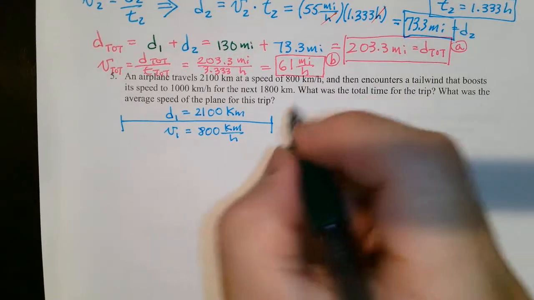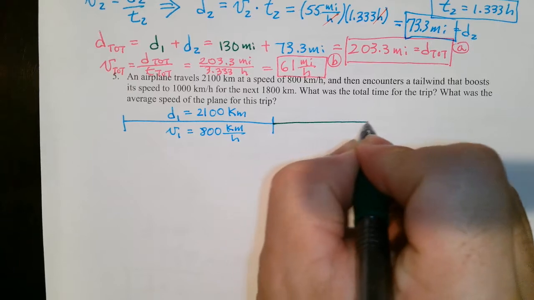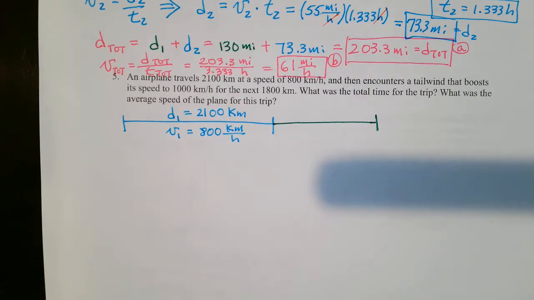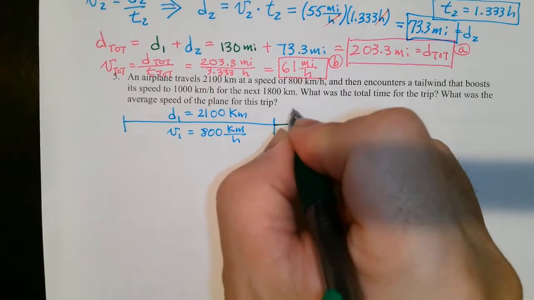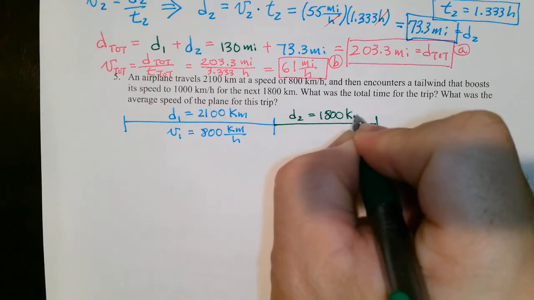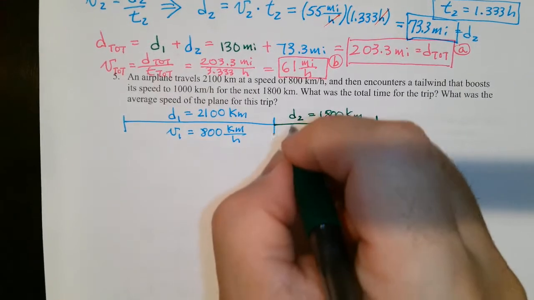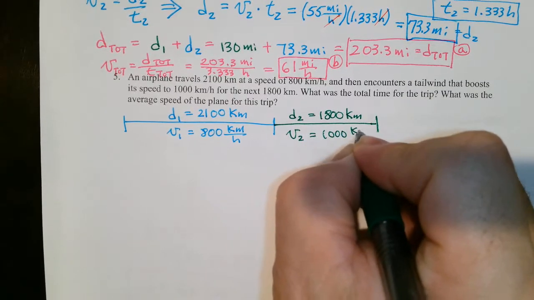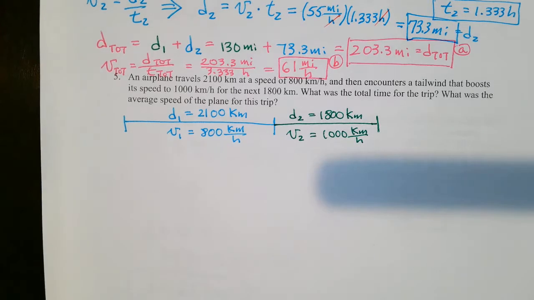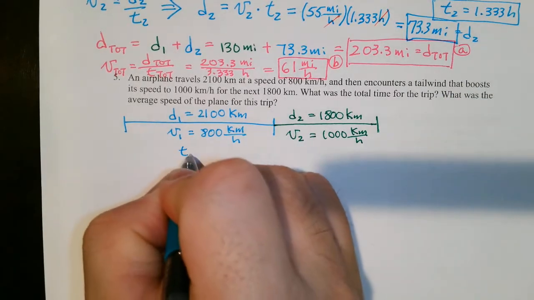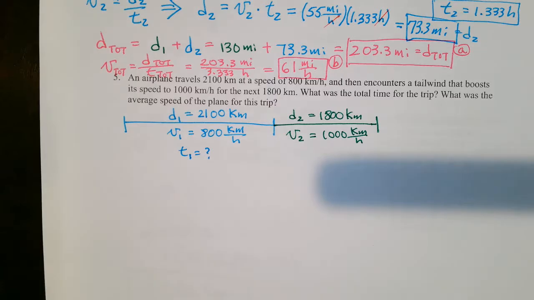Then the second part of the trip, it encounters the tailwind, right? So D2, it only travels 1,800 kilometers, and the speed becomes 1,000 kilometers per hour. Okay? So what's the total time for the trip? Well, we should figure out the T1 and T2. Right?